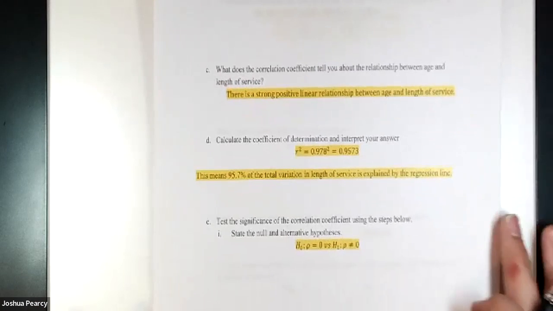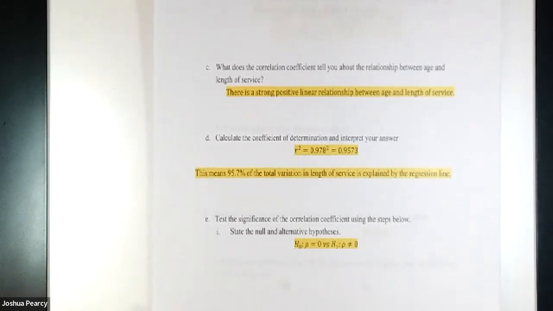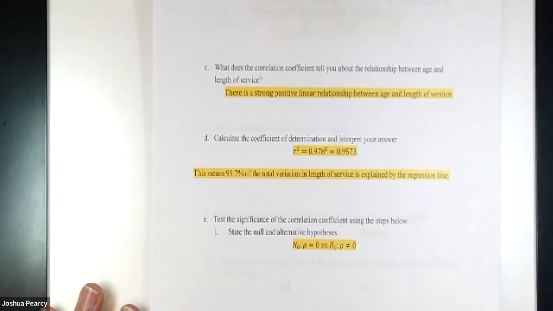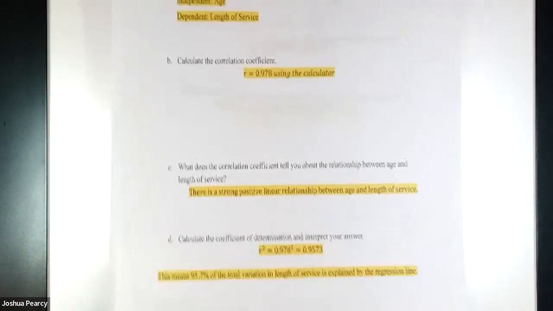Then it asks you to test the significance of the correlation coefficient using the steps. So it's to state the null and the alternative, it's still the same. Rho is equal 0 versus rho does not equal 0. We're not going to go over the last one on here, I don't think.